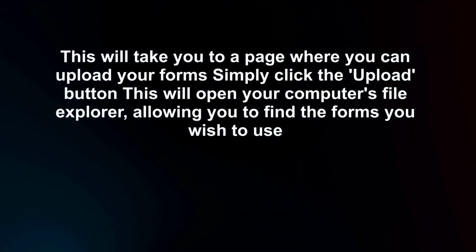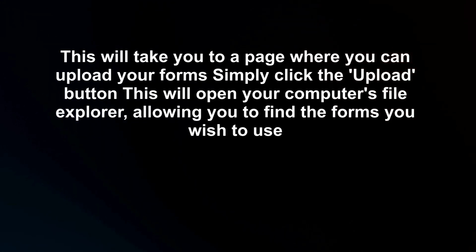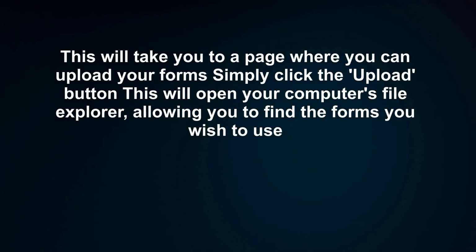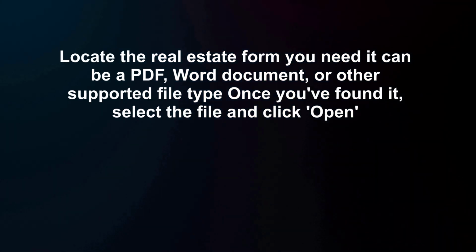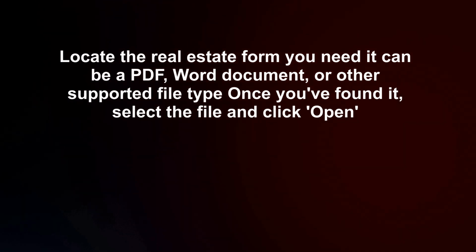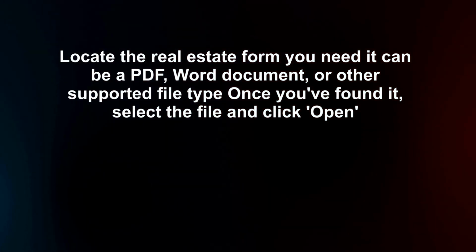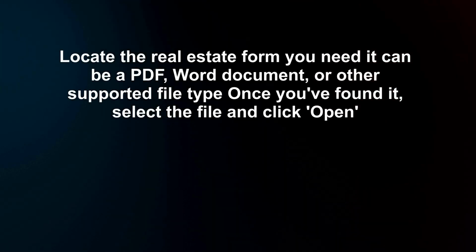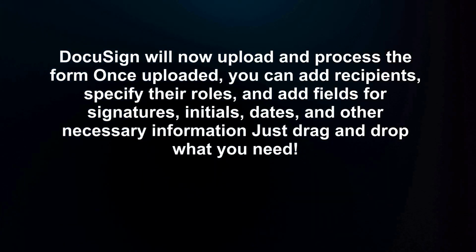Simply click the Upload button. This will open your computer's File Explorer, allowing you to find the forms you wish to use. Locate the real estate form you need. It can be a PDF, Word document, or other supported file type. Once you find it, select the file and click Open. Docusign will now upload and process the form.